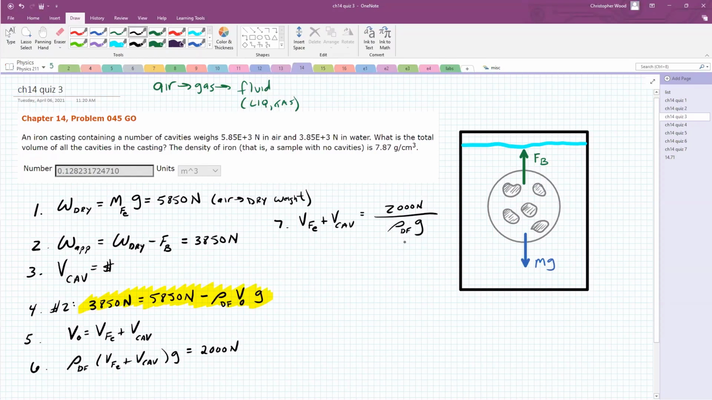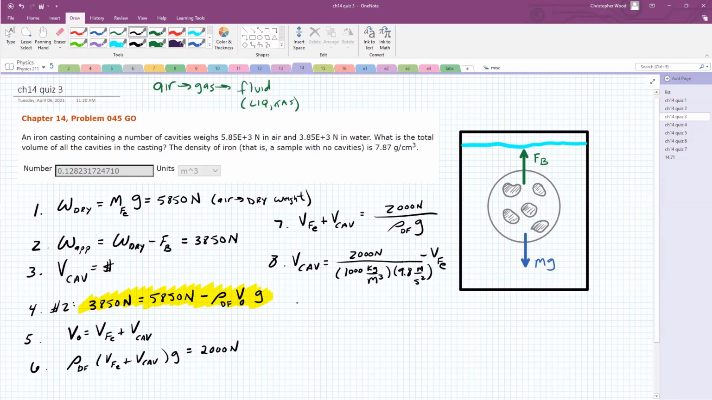Okay, is that good? 2000 over rho g. All right, so let's isolate the volume of the cavity, which is my V_cavity, equals 2000 newtons all over the density of water. The density of water is a standard, a constant. So it's 1,000 kilograms per cubic meter times 9.8 meters per second squared, minus the volume of the iron.